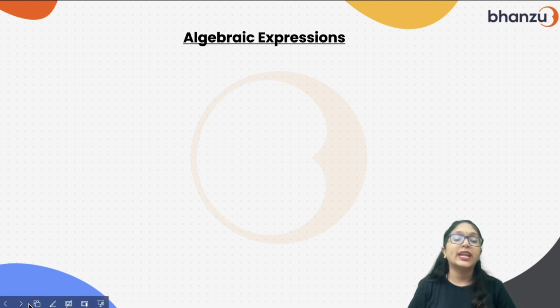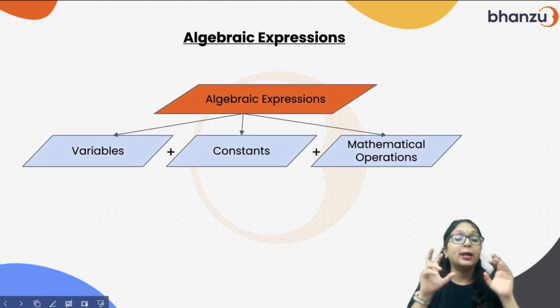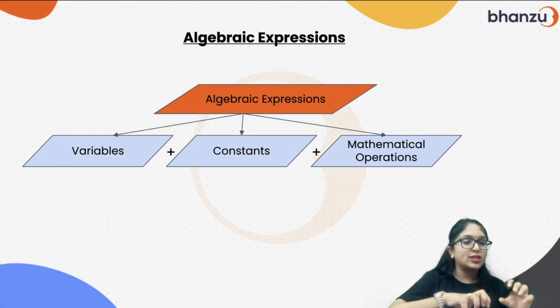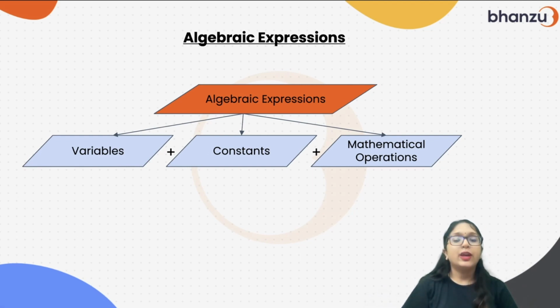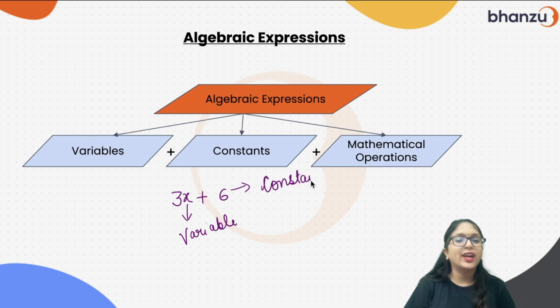Let's see what an expression is. An expression is made up of three things: variable, constant and mathematical operation. What if I write 3x plus 6? Is this an expression? What do you think? Do you see a variable over here? Yes, I can see a variable. Do you see a constant? Yes, I can see a constant. Do you see a mathematical operator? Yes, I can see a mathematical operator also. So I can see all these things.